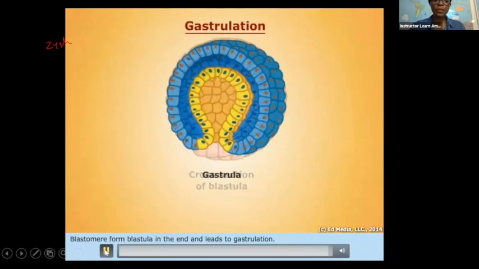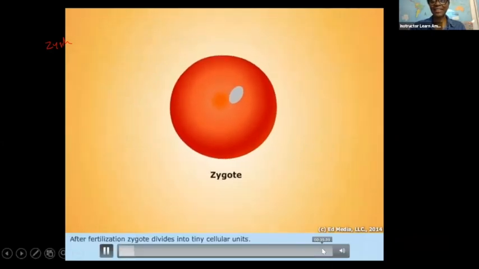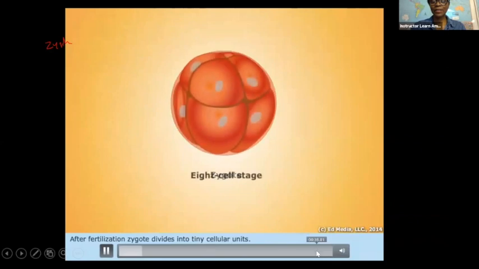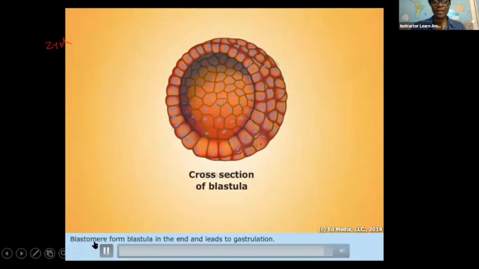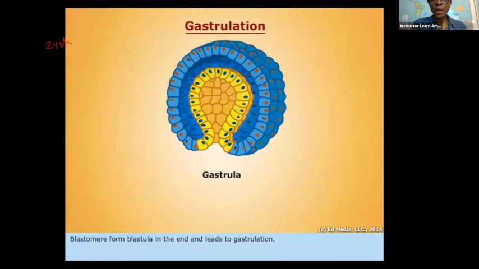Next, gastrulation. All right, so after fertilization, let's do that zygote again. It divides into tiny cellular units, and in the end leads to gastrulation. Not fast enough. Yes, I got it this time. All right, so that ball that we blast out, let's take a look.